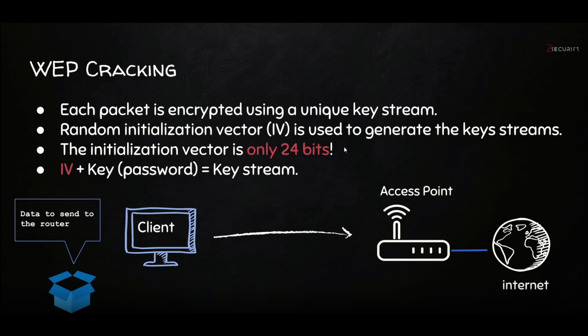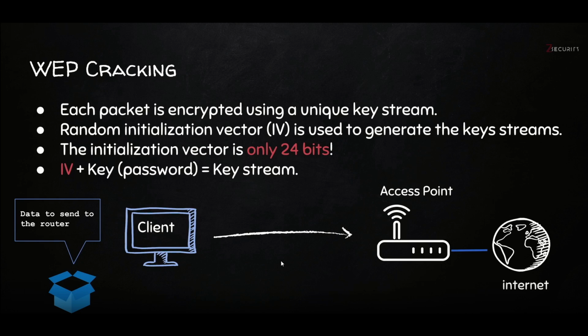WEP cracking. Each packet is encrypted using a unique key stream. For example, a client is sending data to the access point, so it will be sending the data through the air, and the air will be having packets of data. The packets of data are still available in the air around. You just wave your hand and you'll feel the packets of data. There are many packets of data sent, right? So it is saying every packet, not a group of packets, every single packet is encrypted using a unique key stream.